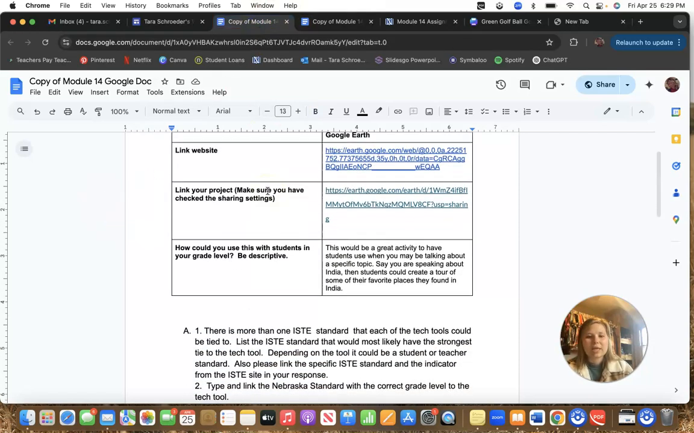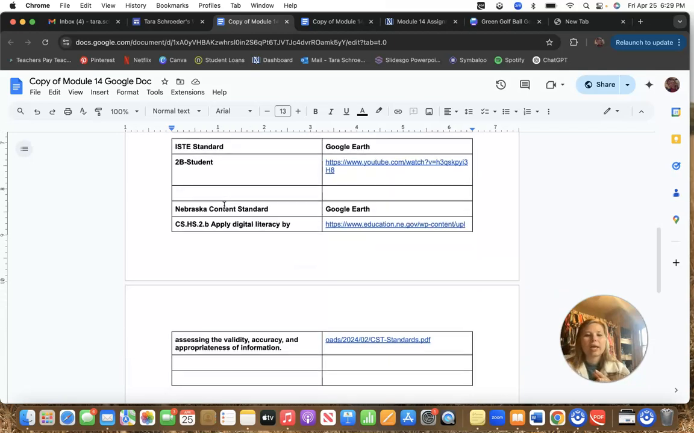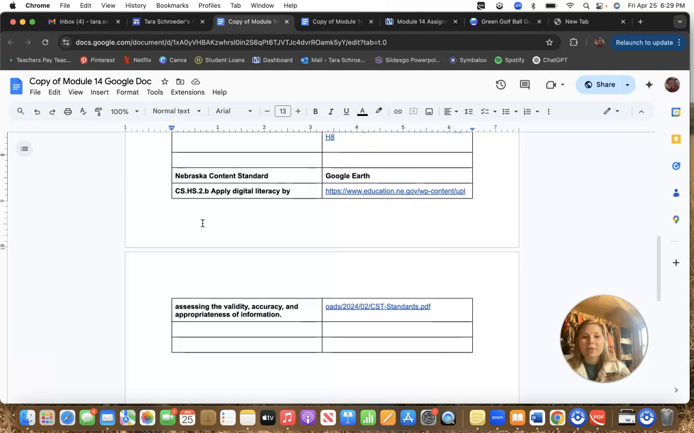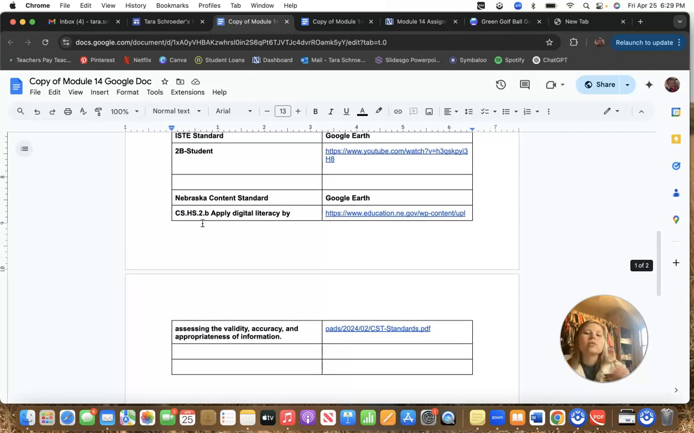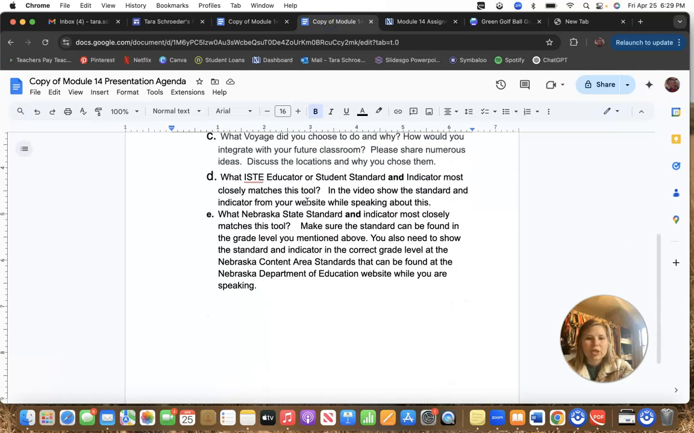If we look at the standards for both of them, I did 2B, which is a student standard. Basically, it's literacy, or using the content appropriately. And then I linked a Nebraska content standard, I did apply digital literacy by assessing the validity, accuracy, and appropriateness of information. So using it appropriately and including information that would be appropriate could be a Nebraska standard. So those were the standards.